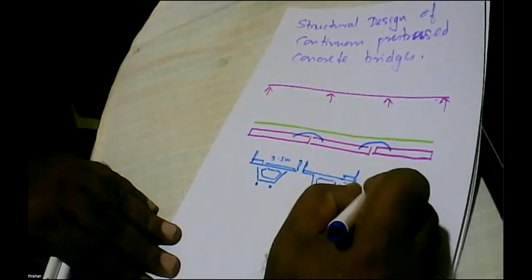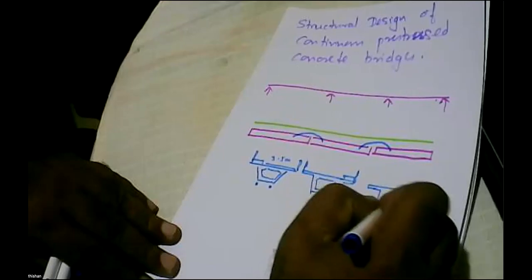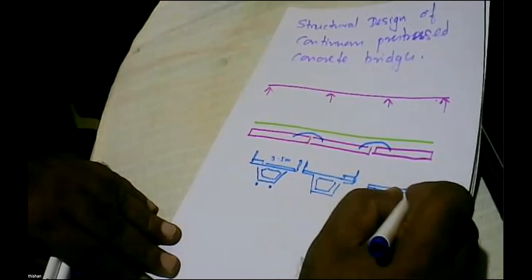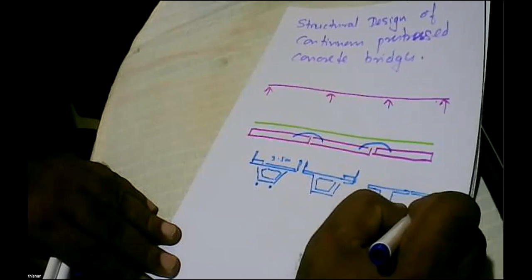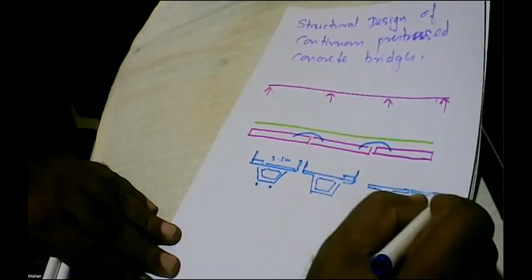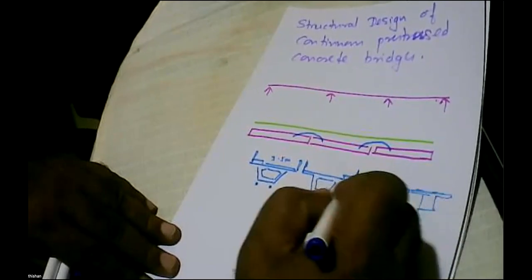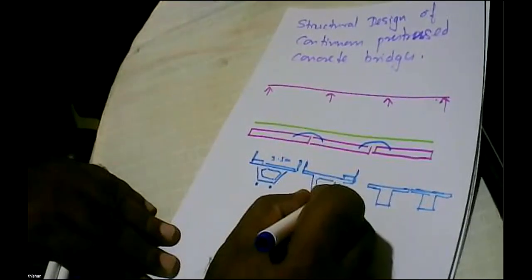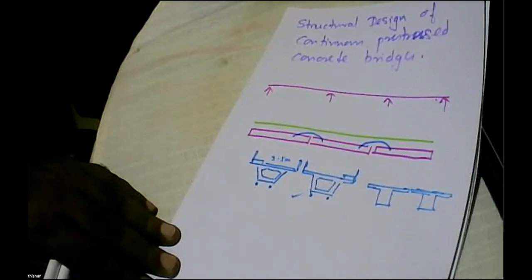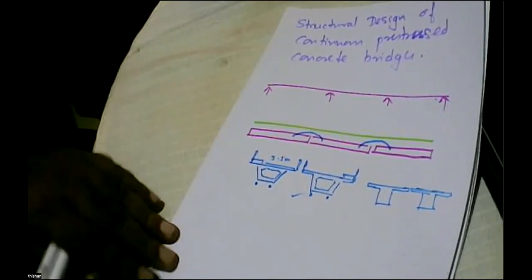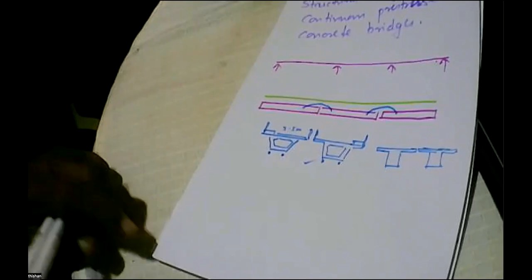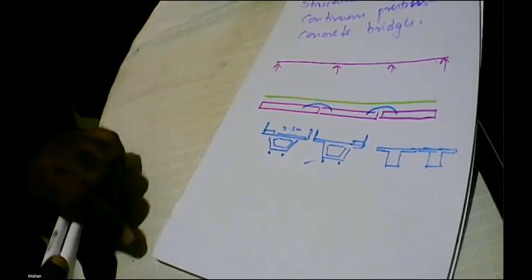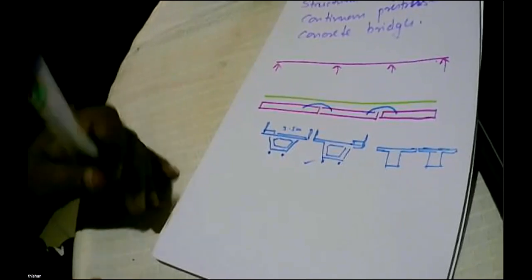Similarly, we can also have T-type bridges. We can have two T's. That's another possibility, but the box girder is more common or more popular these days because people have mastered various things. So when we have a box girder like this, again, there are certain guidelines that we can follow.